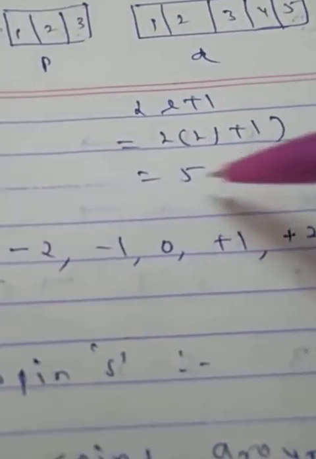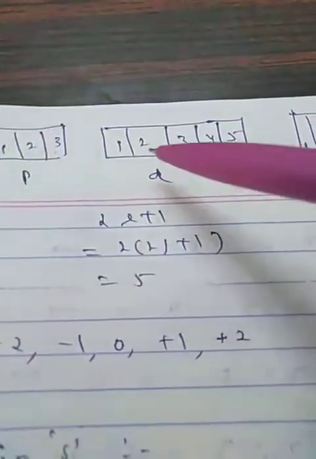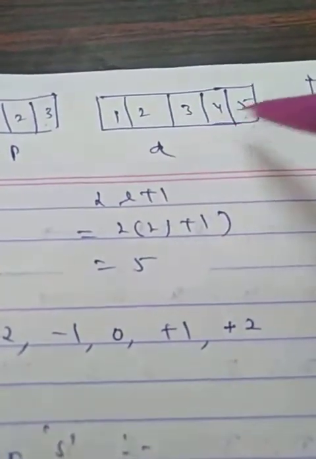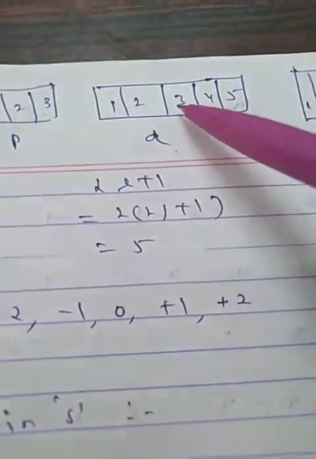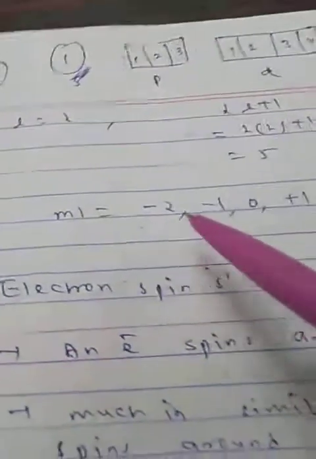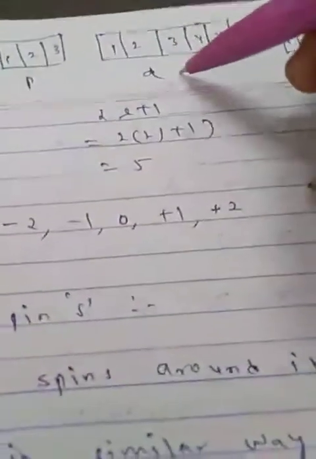Now next, L is equal to 2. So 2 times 2 plus 1, 2 twos are 4, plus 1, 5. So the magnetic quantum number gives 1, 2, 3, 4, 5. If you get L is equal to 2, it means the d orbital. So the d orbital has 1, 2, 3, 4, 5 subshells. Now our m1 is equal to minus 2, minus 1, this one is 0, and this side plus 1, plus 2, minus 1 and minus 2 houses.